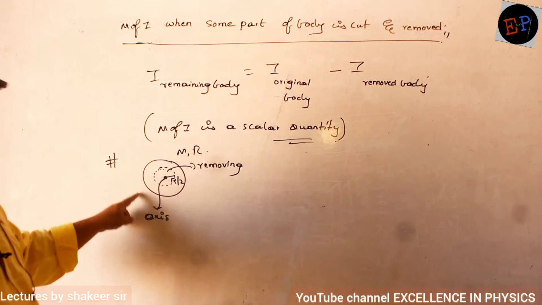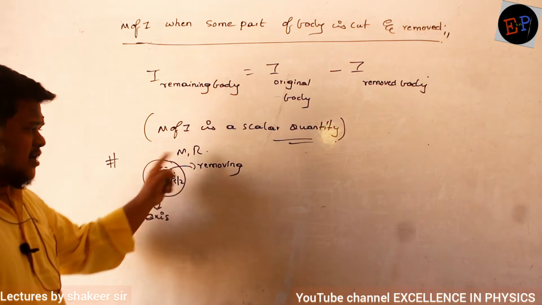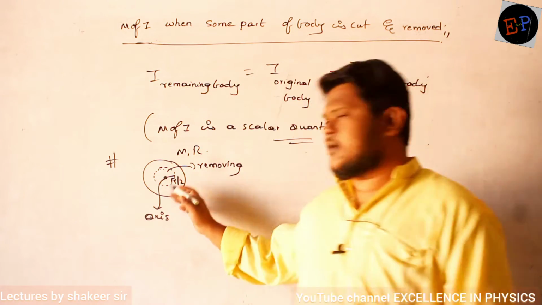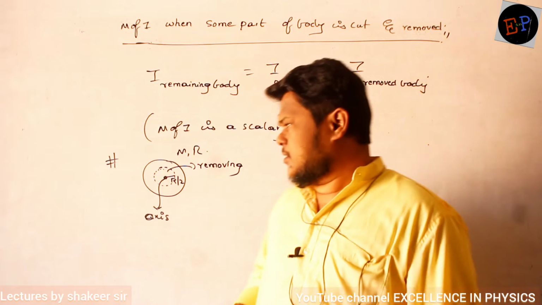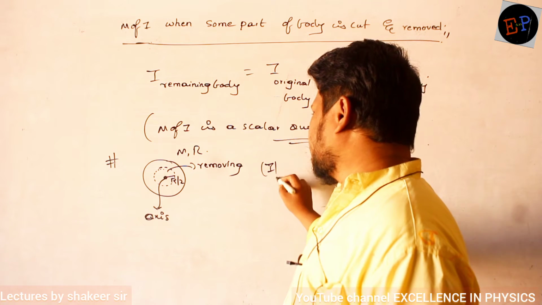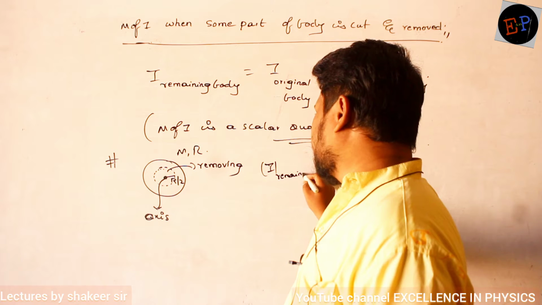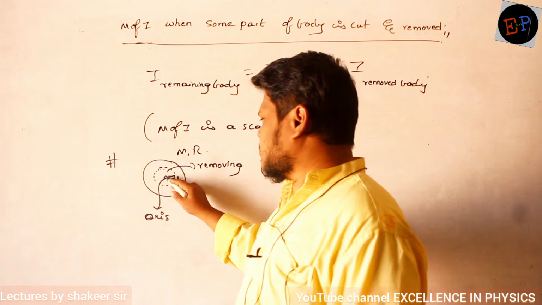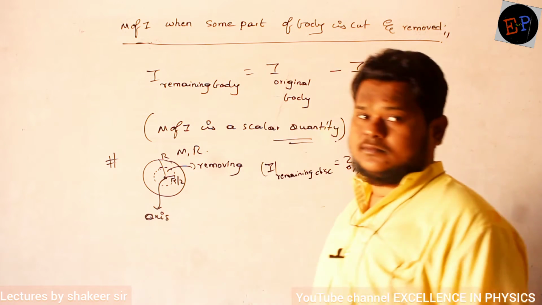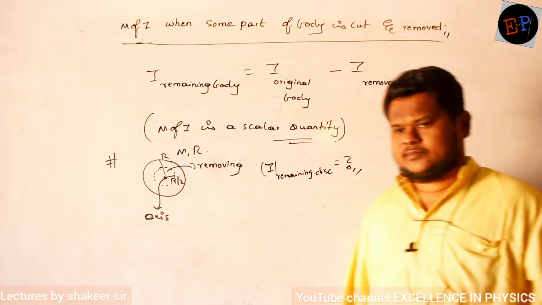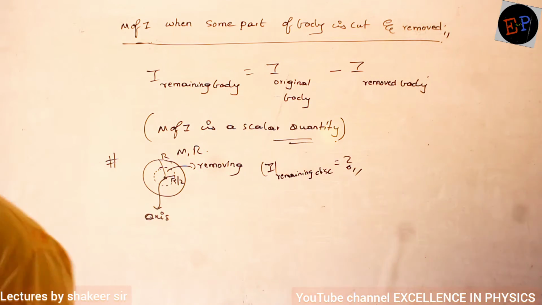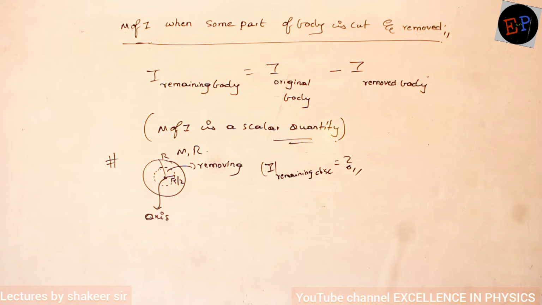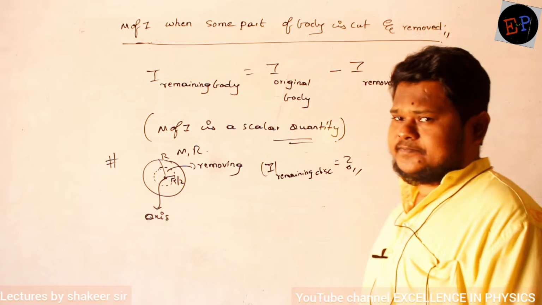So this is the main disc. From the center of the disc, we are cutting another, smaller disc. What is the radius of that small disc? R by 2. We are cutting and removing it. Now the question is, what is the moment of inertia of the remaining disc? Can you say the calculation? Come on. Moment of inertia of the remaining disc will be how much, when a disc of radius R by 2 is cut and removed?